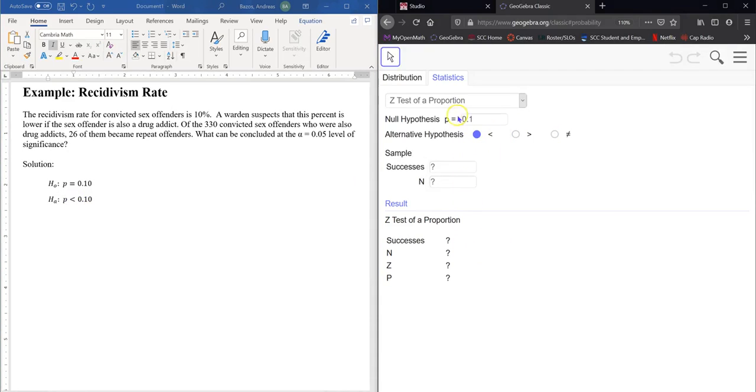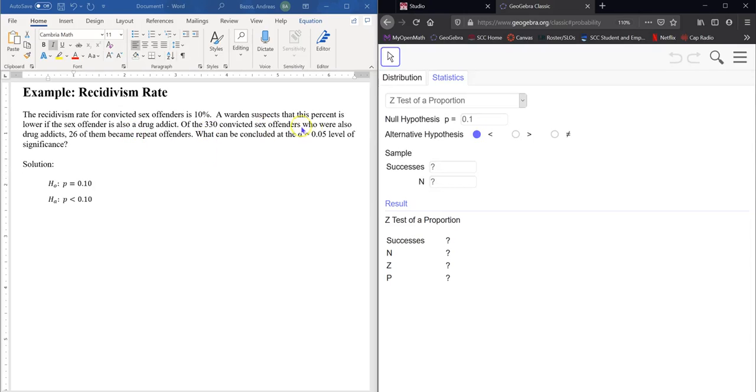We got lower now. And so now we want the sample of successes, but successes is kind of a weird term for this because our success is actually that they become a repeat offender, in this case, that they go back into prison. And that's the 10% case, that's the population proportion is 10%. We want to show that ours is lower. The warden wants to show that ours is lower.